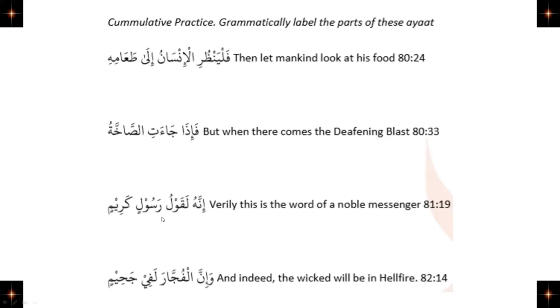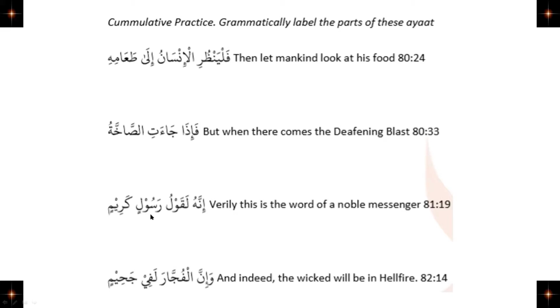Then rasulin is mudaf ilayhi. This mudaf ilayhi is common, so therefore you translate this also common. That's why here in the meaning you see a noble messenger, not that noble messenger, because this particular idafa relationship is not one where the mudaf ilayhi is proper, where then the mudaf will also become proper. In this case, the mudaf ilayhi is nakira, common. Therefore, the mudaf will also be translated as common.